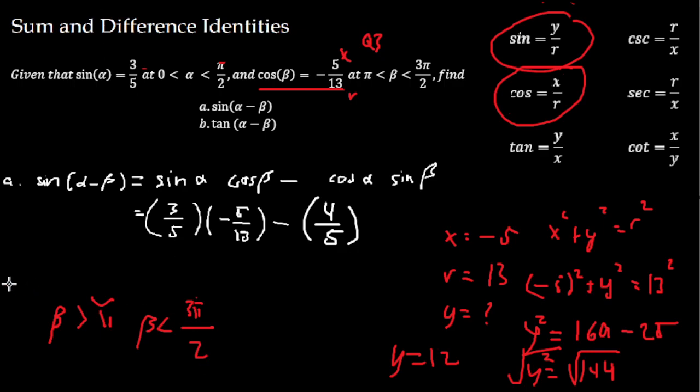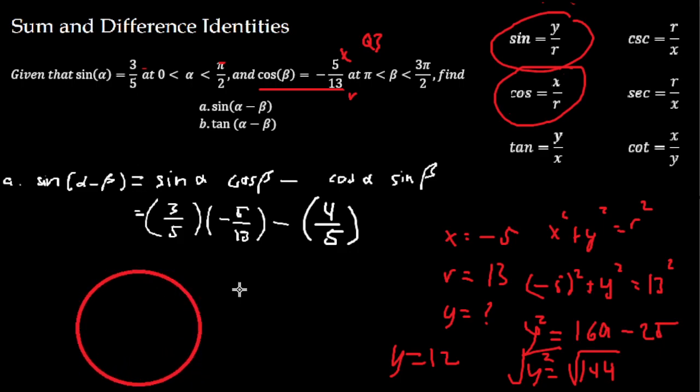You can refer to your unit circle if you don't understand. But, just to go over it quickly, if you still remember, our unit circle is divided into 4 parts. And we have 0, pi over 2, pi, then 3 pi over 2.